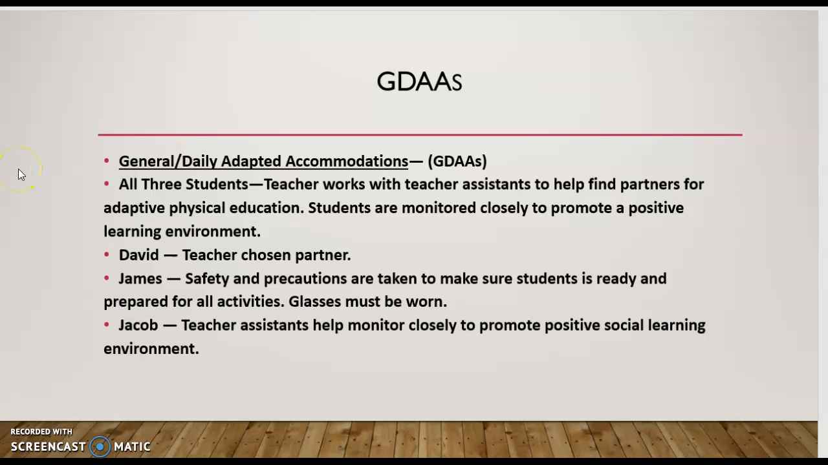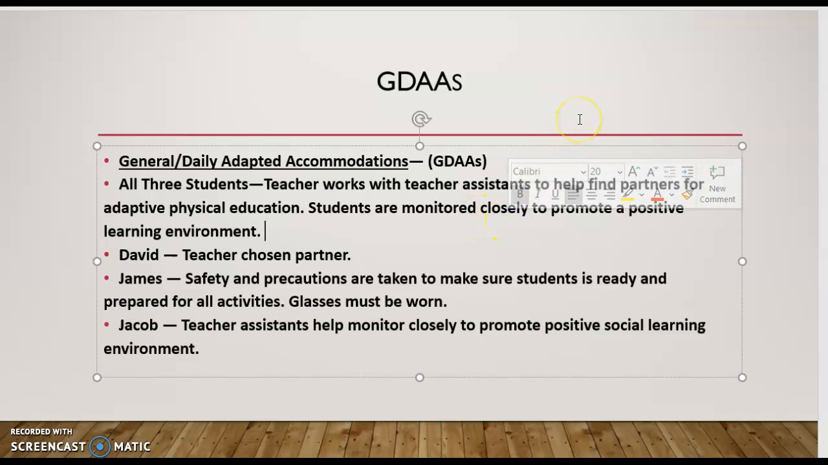The general daily adaptations for these three students are that the teacher assistant will work with them to help find partners, monitor closely, and make adjustments if needed. David will work with a chosen partner. For James, safety precautions are taken to make sure he is ready and prepared for all activities. Glasses must be worn. And Jacob has a teacher assistant help monitor closely to promote a positive social learning environment.